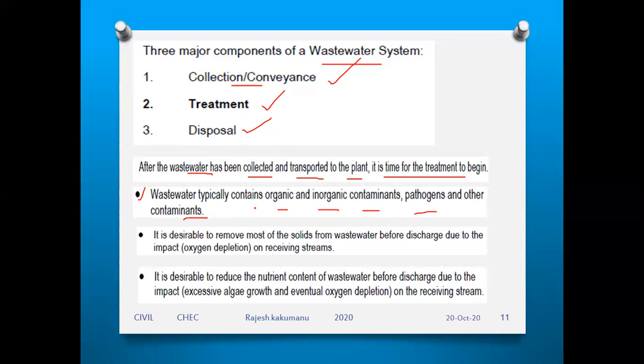Okay. So the wastewater is coming to the plant for treatment. It contains organic and inorganic contaminants, pathogens and other things. It is desirable to remove most of the solids. So generally in the primary process, the main concept is to remove the solids through the collectors, to the bar racks. It is desirable to remove most of the solids from wastewater before discharging due to the impact on the receiving stream.